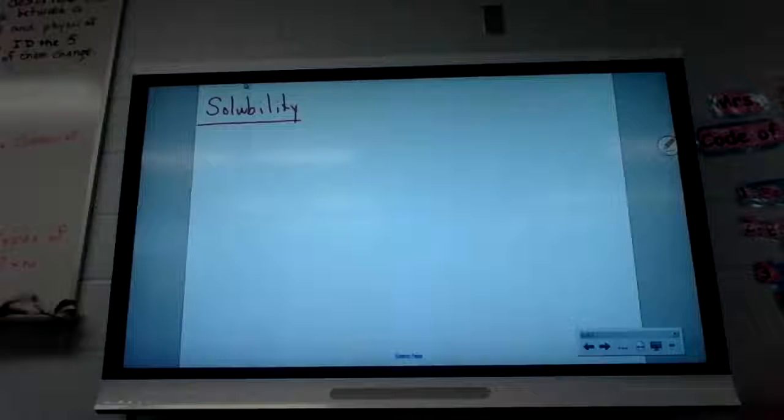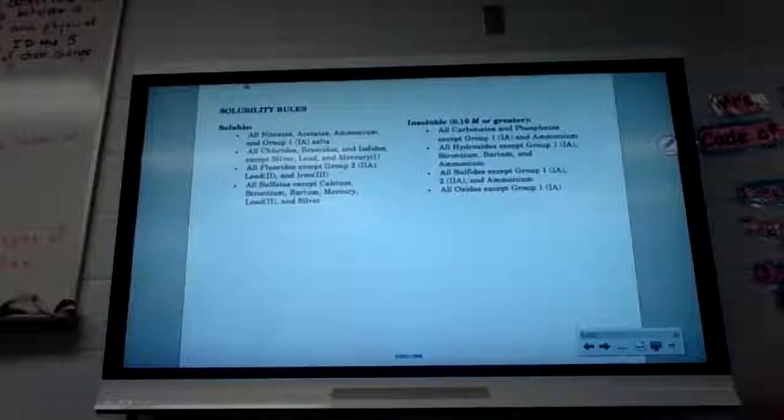All right, so moving on to solubility. If we have our orange reference tables out, the only chart on our orange reference tables we have not learned to read is this one. Everything else on the reference table we've learned to read.